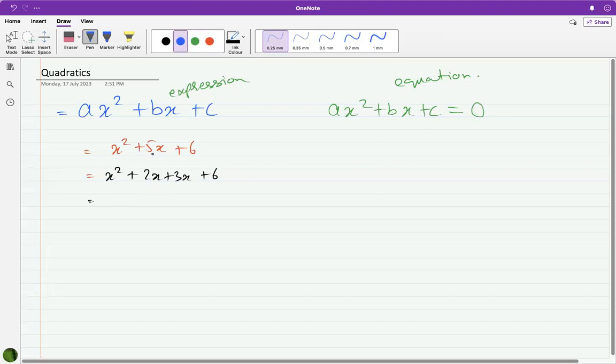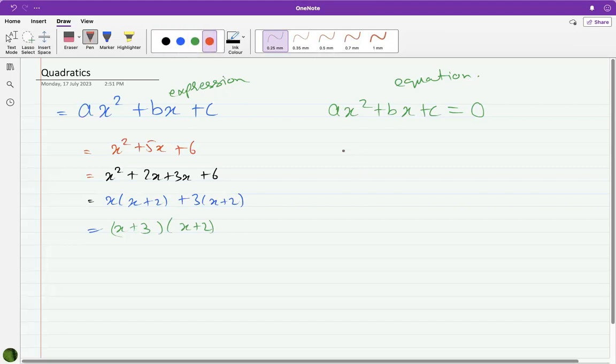2 plus 3 is 5. 2 into 3 is 6. We are getting the product as 6x square and the sum as 5x. Taking out common from the first two expressions, taking out common from the next two, simplifying it, x plus 3 times x plus 2. So this has been factorized.